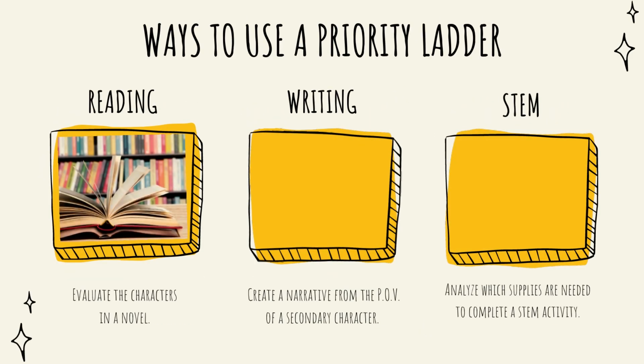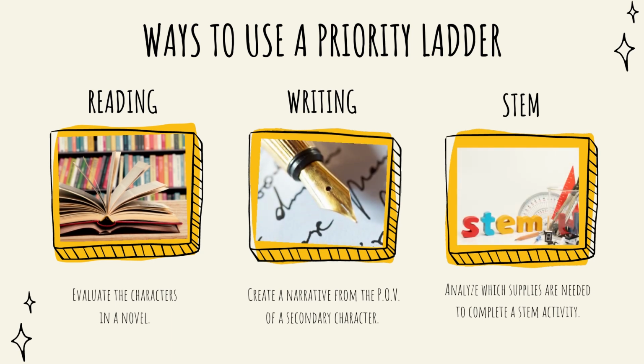Here are some ways to use a Priority Ladder within your classroom. In reading, you can have the students evaluate the characters within a novel study. Which character is the best, all the way down to which character is the worst, and explain why. In writing, you can have your students create a narrative from the point of view of a secondary character within a novel. Which secondary character has the most to offer for a new narrative? Finally, if you participate in STEM activities in your classroom, have your students analyze which supplies are needed to complete this activity. Why and how can they be used?